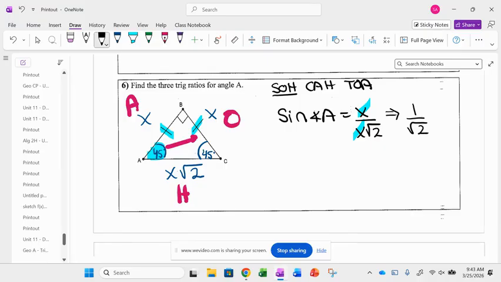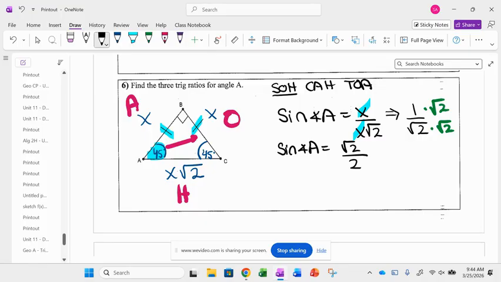But think back to chapter 9. Am I allowed to leave a radical in the denominator? No. Who remembers what's that called? It starts with an R when I have to get the radical out of the denominator. Good, rationalizing. So when I rationalize, I'm going to multiply top and bottom by root 2. So I'm going to get that the sine of angle A is root 2 over, what's root 2 times root 2? Whole number 2. So that's the sine of angle A.